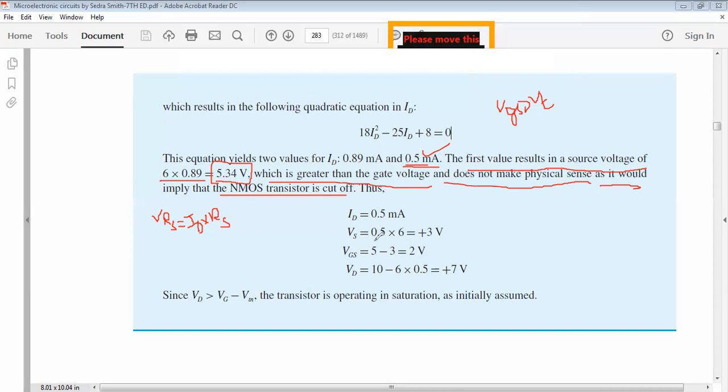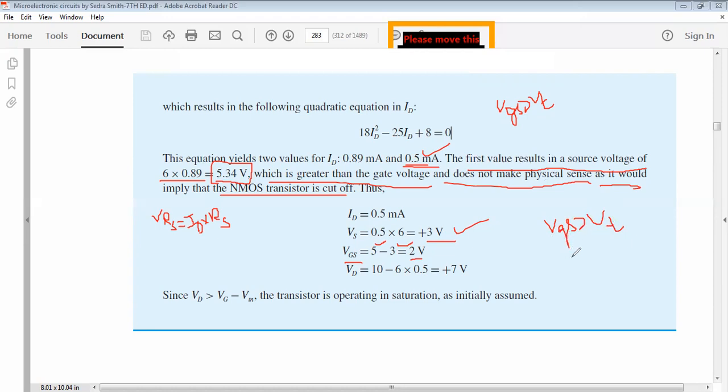Now in this case, source voltage is equal to 0.5 into 6, that is equal to 3 volts. Now calculate VGS. VGS is equal to VG minus VS. So VG is equal to 5 volts, VS is equal to 3 volts, that is equal to 2 volts. So VGS is equal to 2 volts. This VGS is greater than threshold voltage.